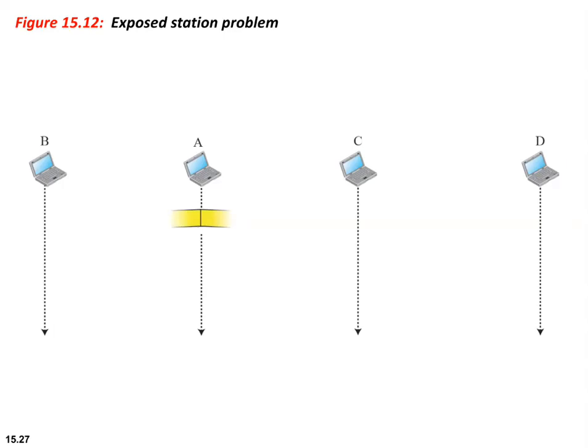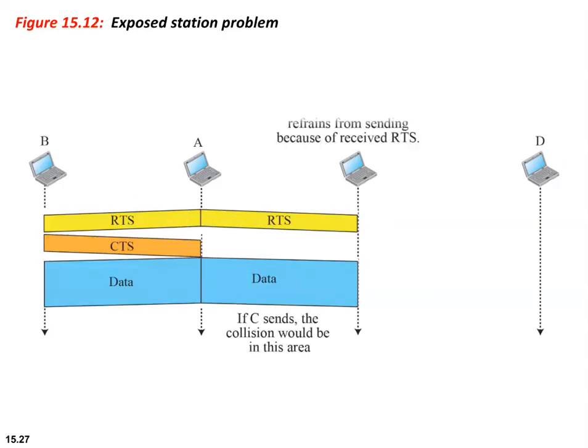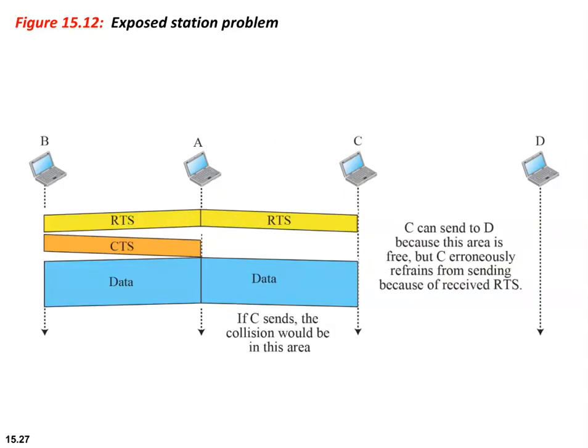Also about the exposed station problem, actually C can transmit data to D, but it erroneously refrains from sending because of the received RTS. It is said to be the exposed station problem.